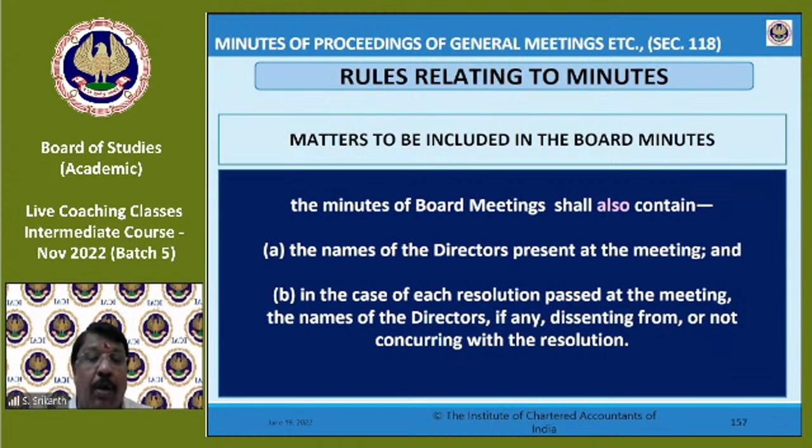And on a poll, number of shares, number of votes. So those who have invested more will take the decision. Those who have invested less will have to keep quiet. This is the logic of corporate democracy. But while the majority shall have its way, the minority shall have its say. And their dissenting voice should be noted. That is the fairness in this whole matter.